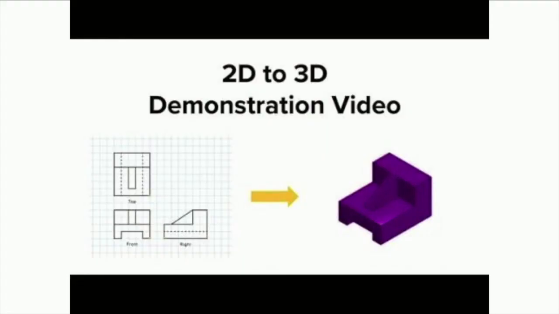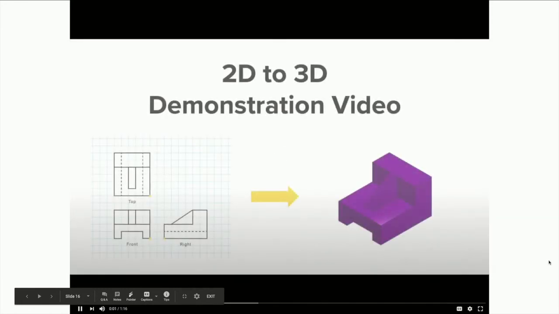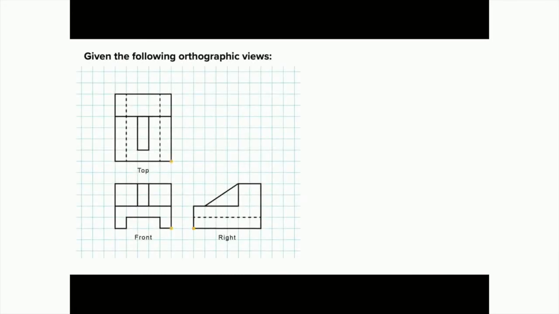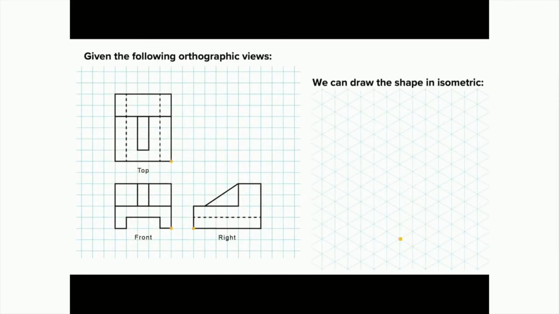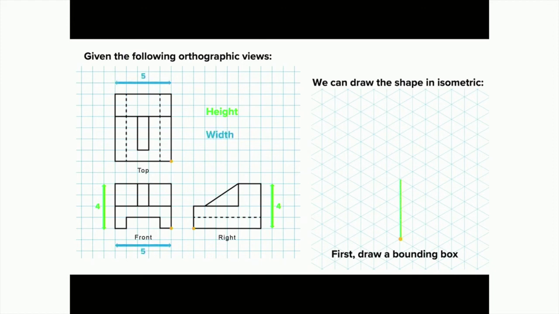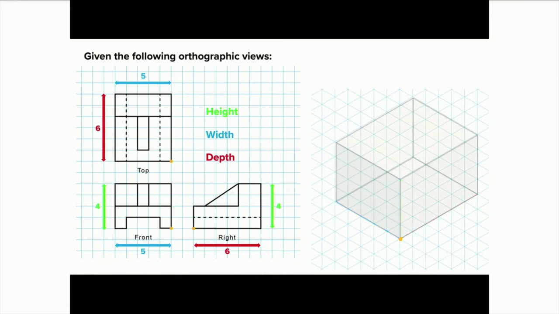Here's an animation that helps us visualize how to go from 2D to isometric. We're trying to go from the 2D orthographic drawings on the left to produce the 3D shape on the right. We first look at our dimensions. When we draw the isometric, we have to draw the bounding box, and we first look at the height, which was 4. So we start drawing 4 cubes high. Then we look at the width, which is 5 cubes. The width is along that direction, so we draw 5 cubes along. And the depth is 6, so we draw it in the other direction, we go 6, and we complete the bounding box.